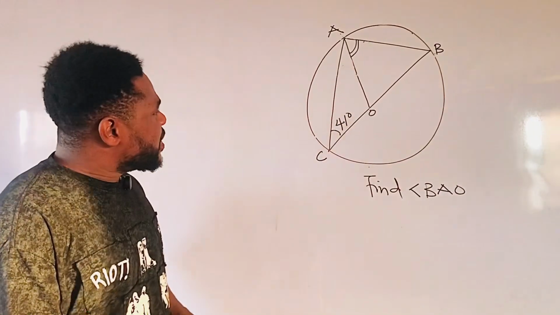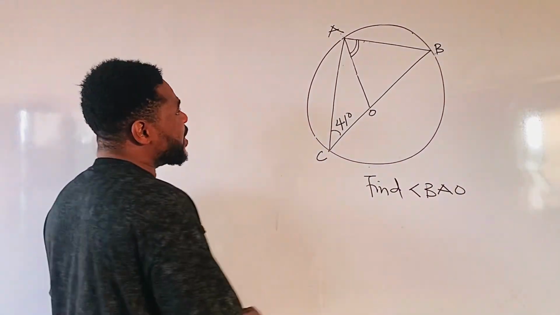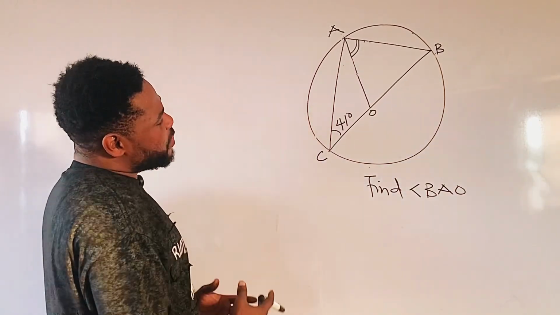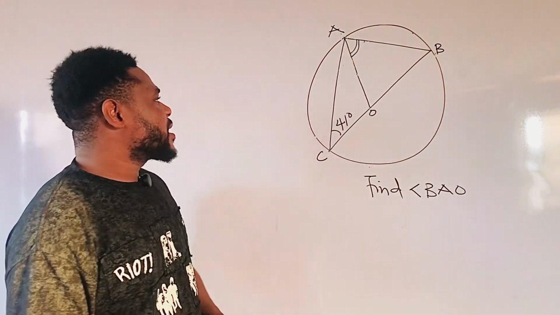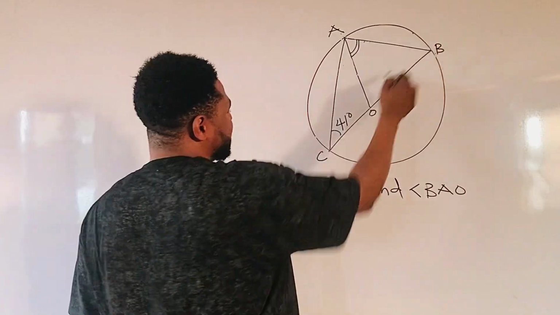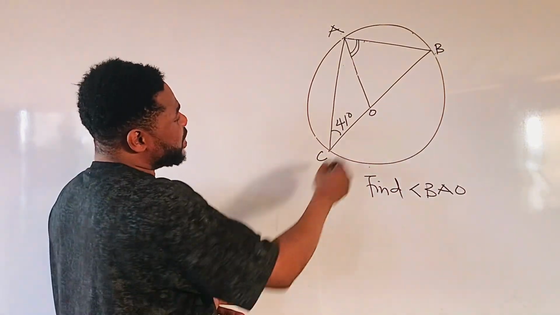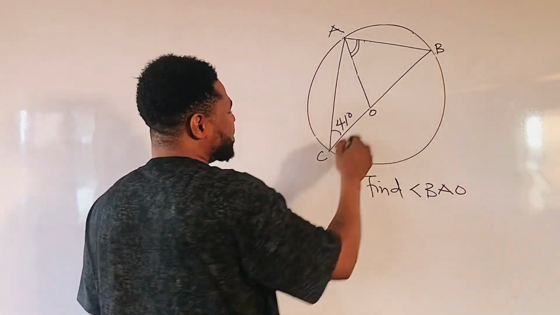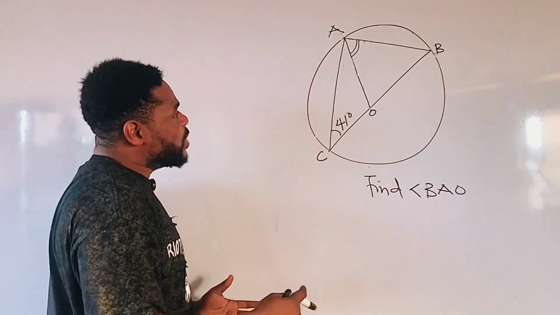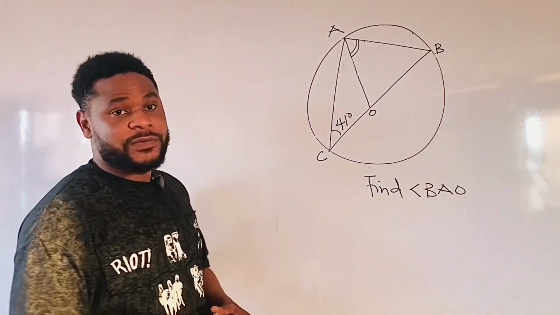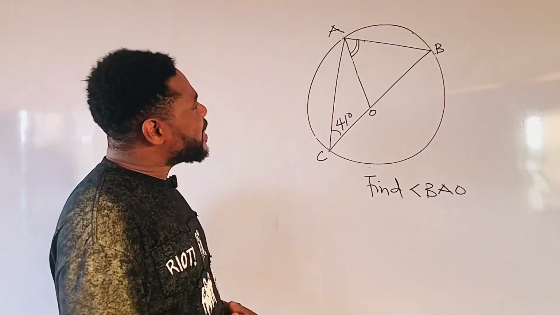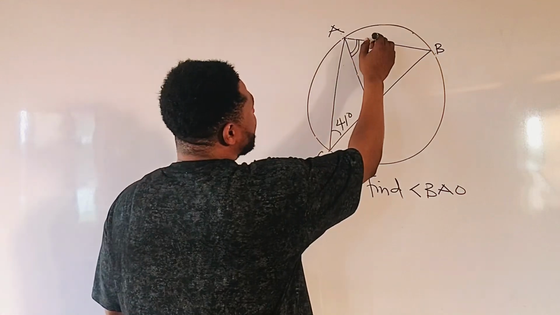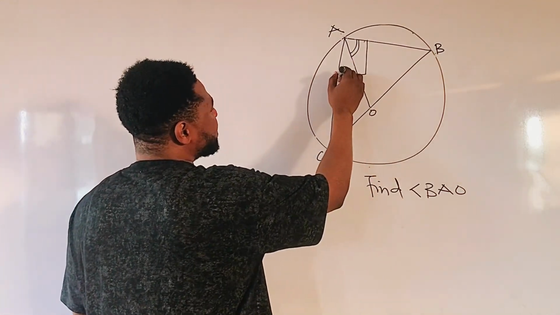Thank you. All right, today we want to look at how we can find angle BAO from this diagram below. When we take a critical look at the diagram, we can see that line BC is a straight line in which O is the center, which makes line BC a diameter. We learn from the principle of circle theory that a diameter subtends an angle of 90 degrees at the circumference of the circle. Therefore, the angle here is going to be 90 degrees.